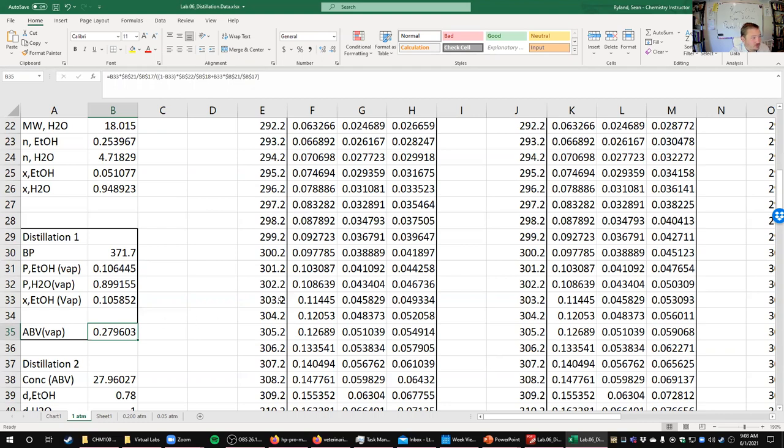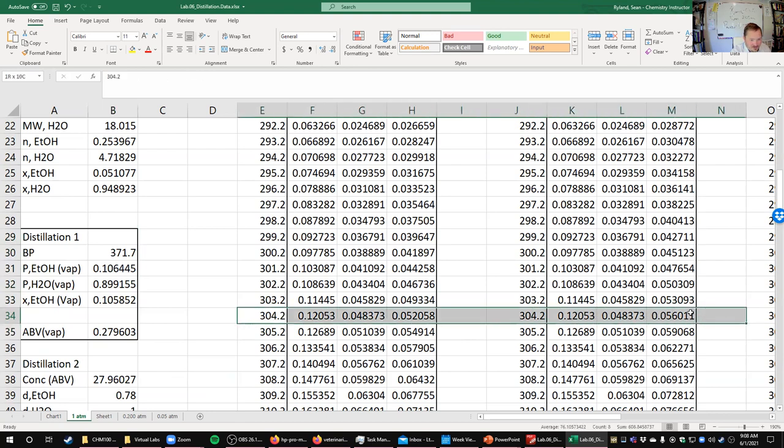So for distillation number two, if I'm remembering correctly, I think everybody was at least headed in this direction. You got to the point where you could model the vapor pressure as a function of temperature and the total pressure and find the boiling point. To do this, if we want to do a second distillation, all we're really doing is taking the results of distillation one and making that our starting point. So it's going to be the same.